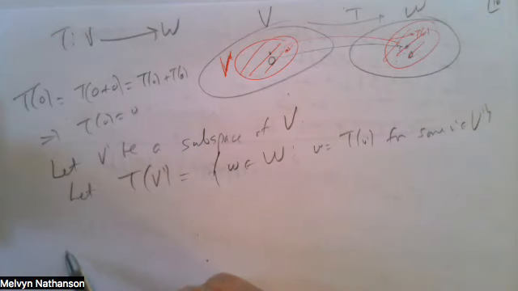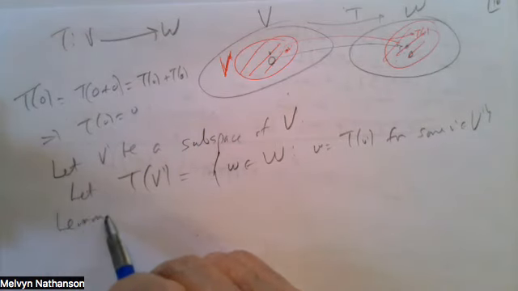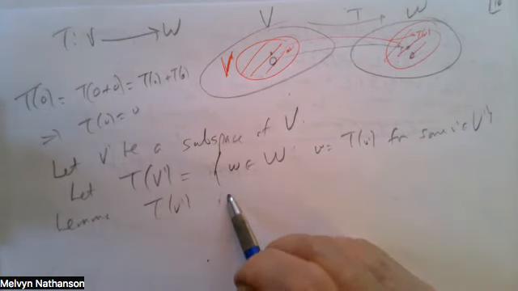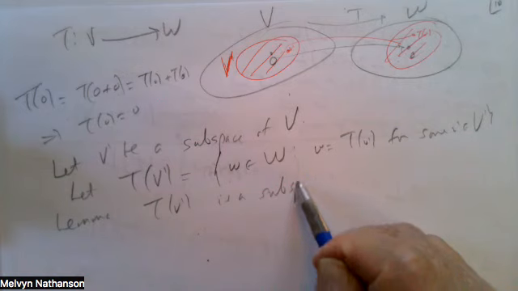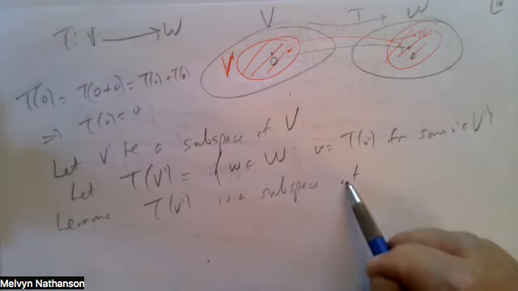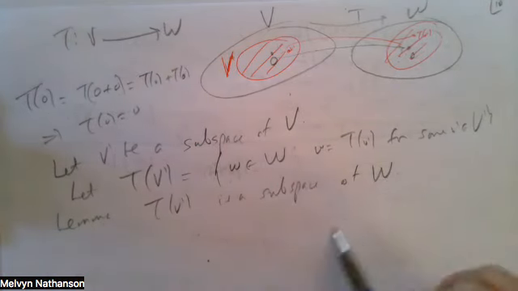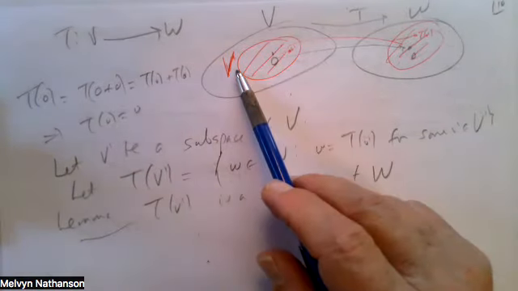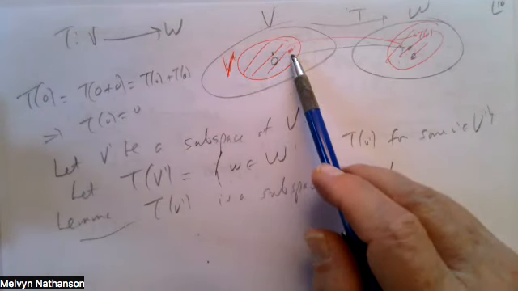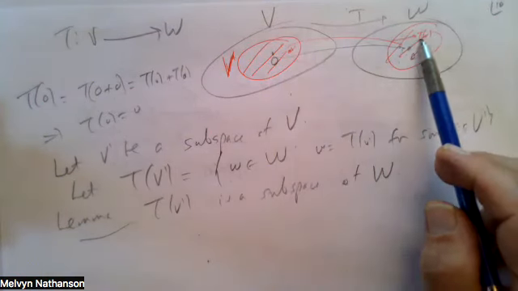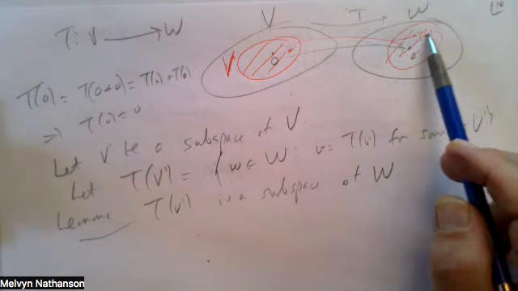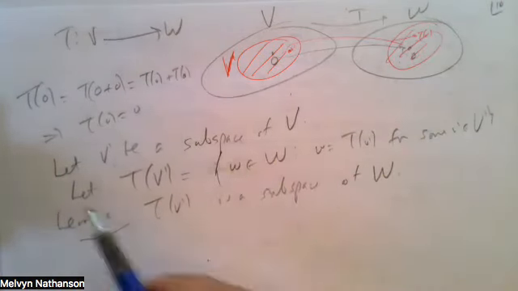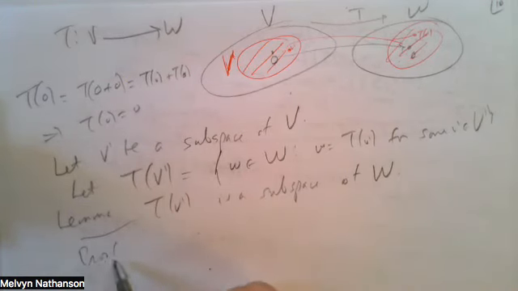And there is a lemma, theorem, whatever you want to call it, that says T of V prime is a subspace of W. So if I take V prime and take all the vectors in there, and look at their images over in W, that's what I'll call T of capital V prime. That's a subspace of W. And the proof goes as follows.